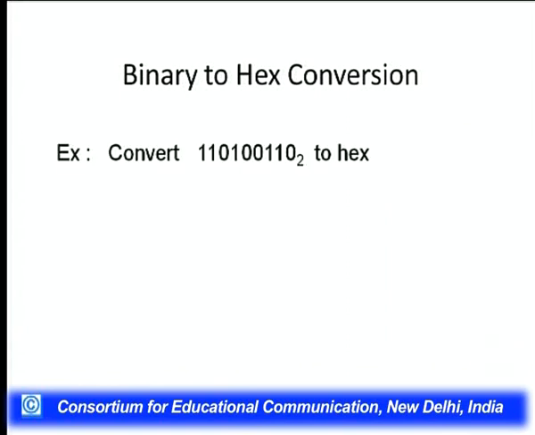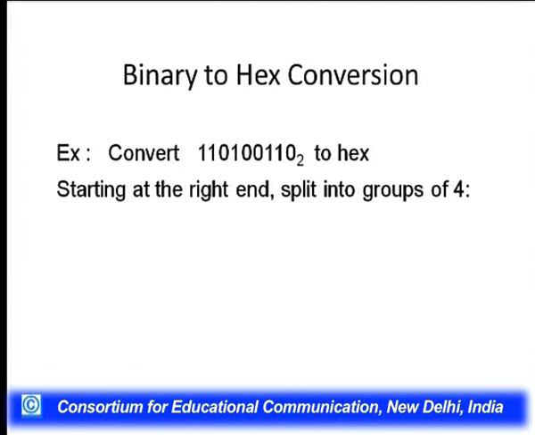You can see here, when you do the binary to hexadecimal conversion, you want to convert this number, 1101001110. This is a number with base 2, that is, it is a binary number. You want to convert it into a hexadecimal number. Again the procedure will be the same: starting from the rightmost end, you form groups of 4, because this is hexadecimal, and for each group you find the corresponding hexadecimal digit.